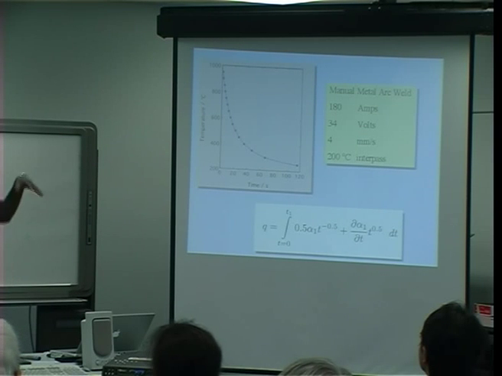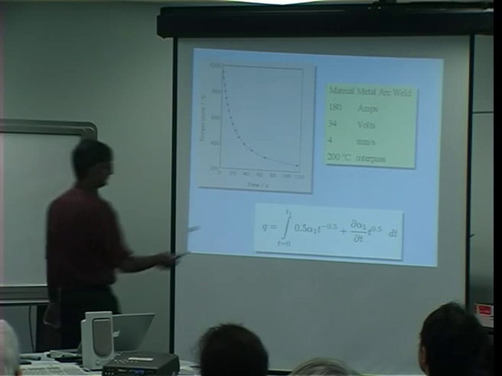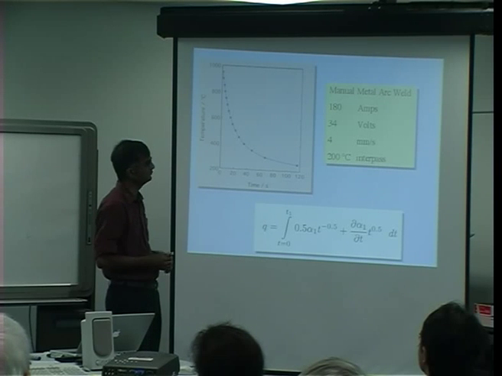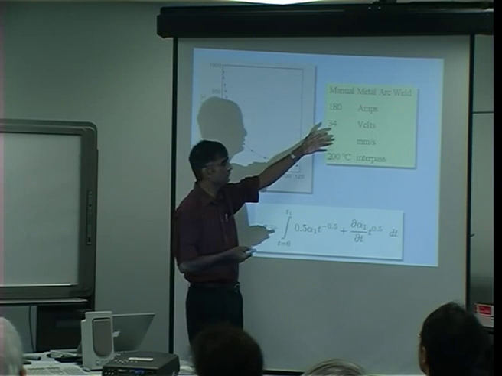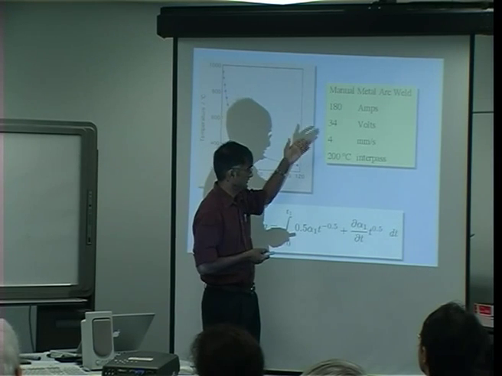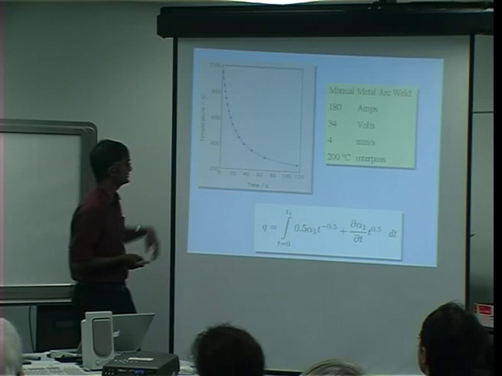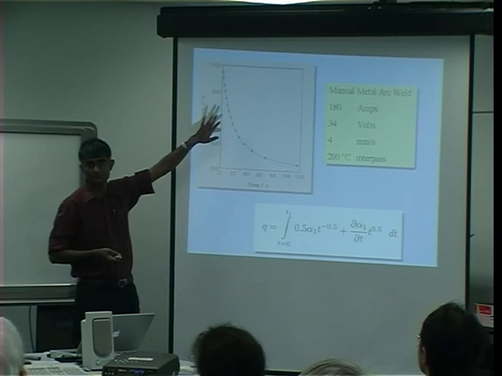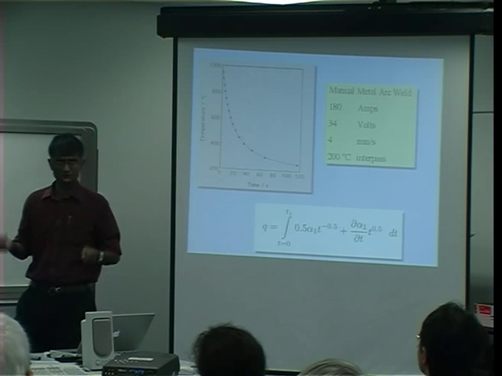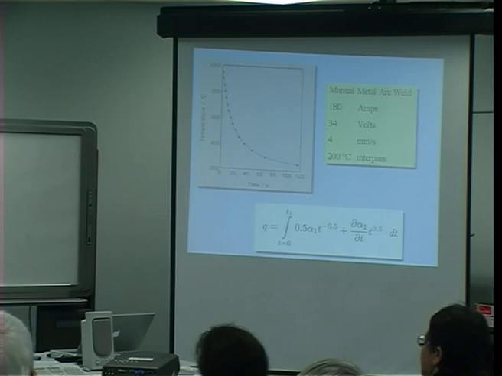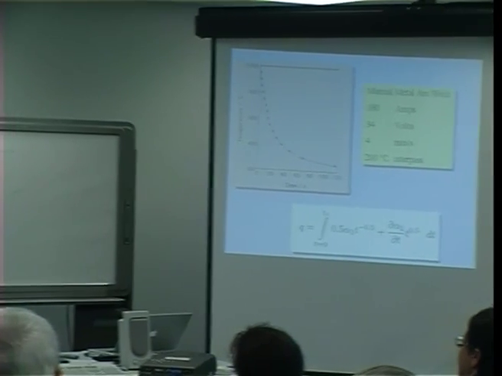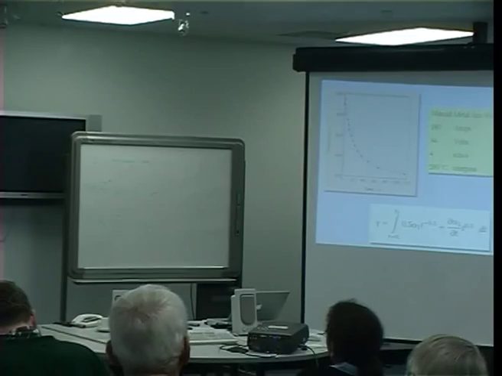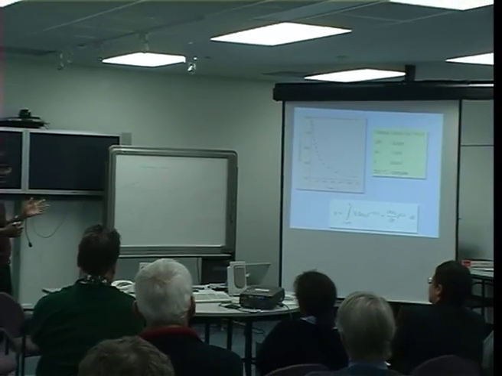Okay, so the equations we had for the parabolic thickening were isothermal, and this is not happening isothermally. If we have a manual metal arc weld, then we'll have a current, voltage, a speed, interpass or preheat temperature, which will determine this cooling curve. There are very sophisticated ways of calculating cooling curves, and very simple ways as well, which if you fit a couple of constants will cover a wide range of parameters. So the only input from the welding process, if you like, into this modeling is the cooling curve.